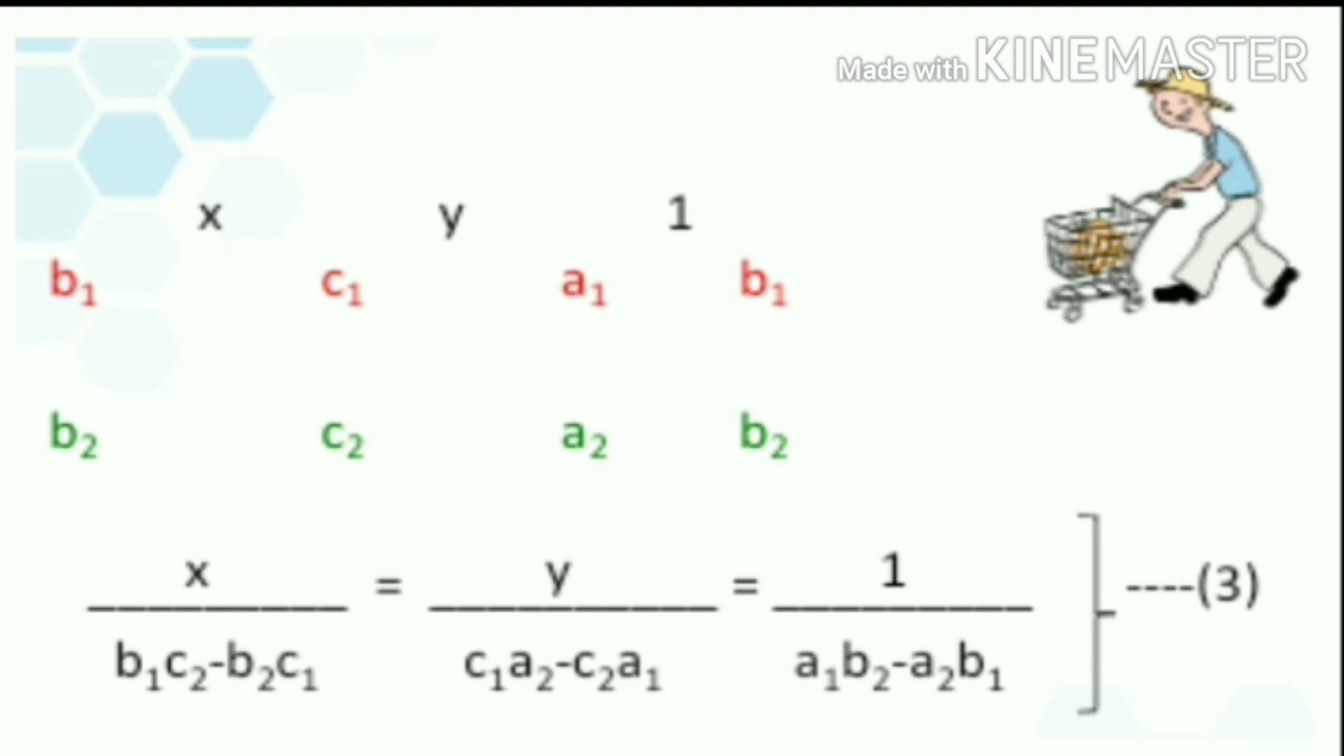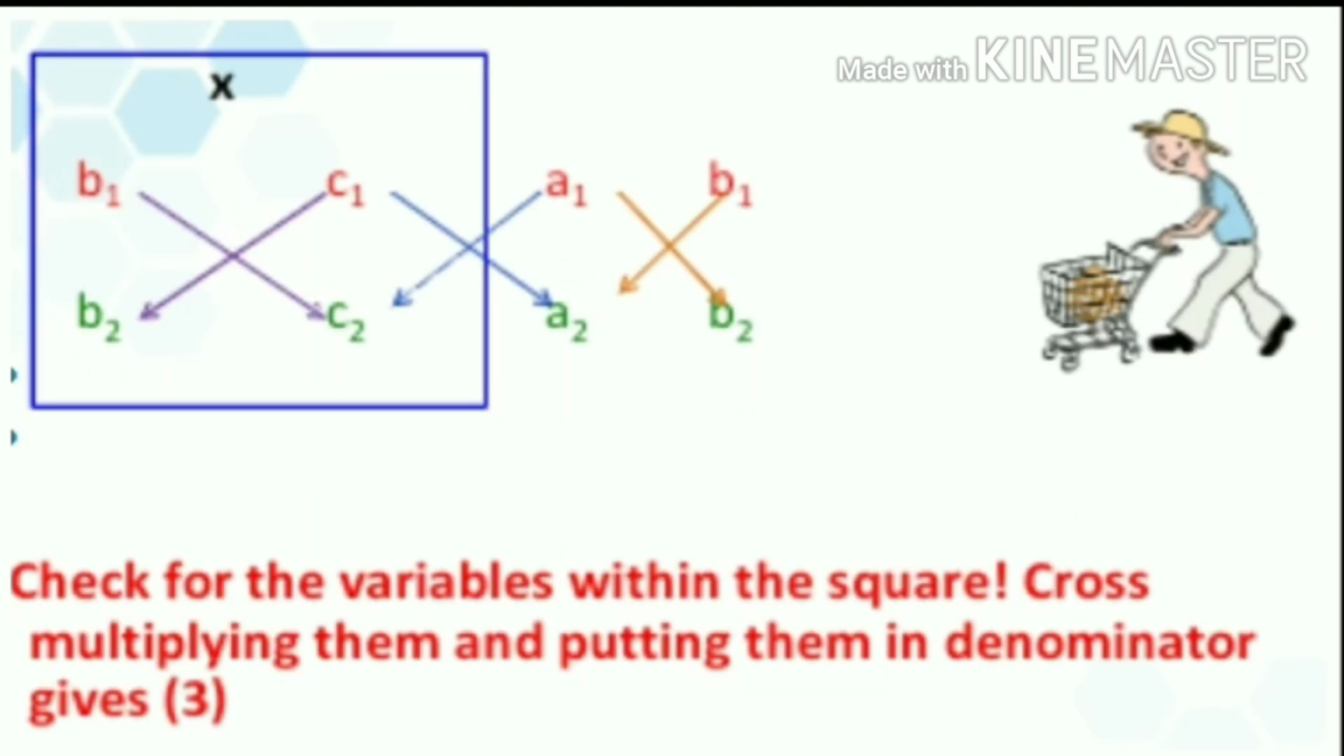Now the same thing for y. It means we need to take it in the form of a square. So y upon c1 a2, okay, cross multiplication, then we will again put the minus symbol, then c2 a1, which is equal to 1 upon a1 b2 minus a2 b1. This is the procedure for how we write in the cross multiplication method.